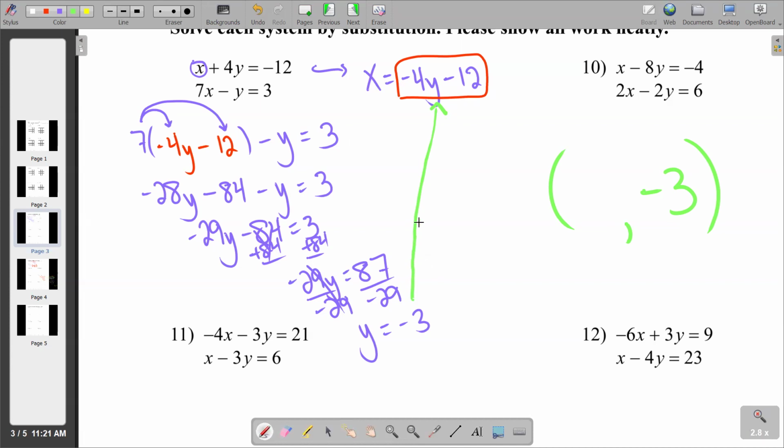What is -4 times -3? Positive 12. There, yes, got it. There is no y. The y is gone. So just 12. And what is 12 minus 12?